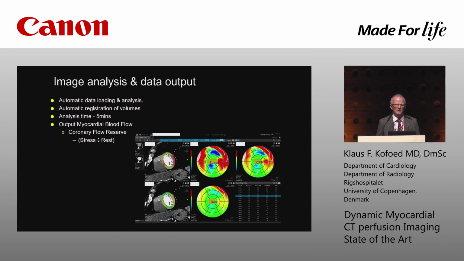This is the bullseye plot where you have rest and stress. Of course, the middle portion of the circle, that's the apex, and the outer portion of the circle, that's the base. And then you have septum, lateral, anterior, and posterior parts of the left ventricle. A kind of easy way of summarizing the findings.